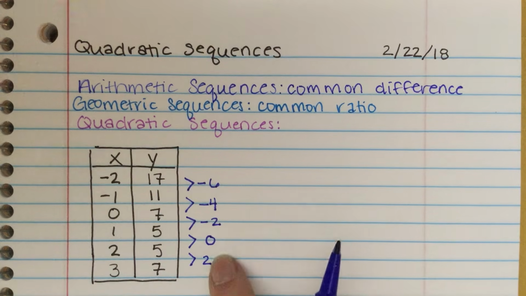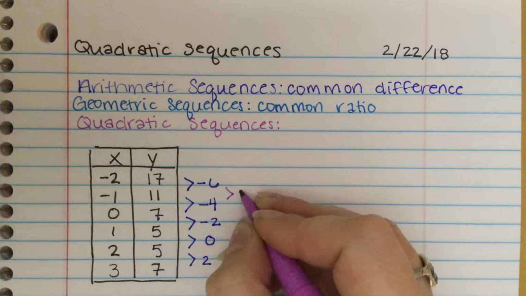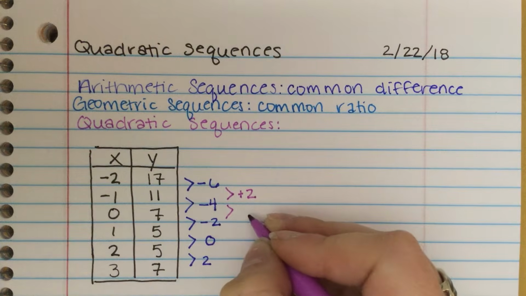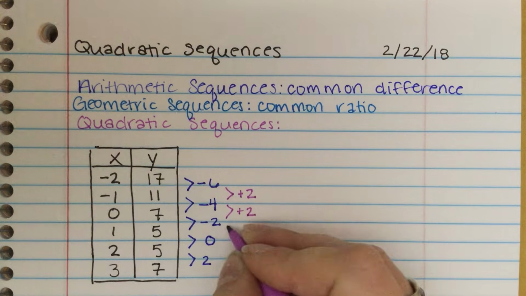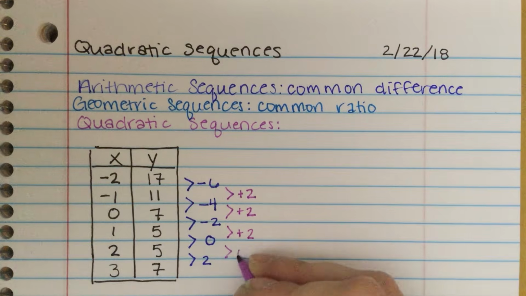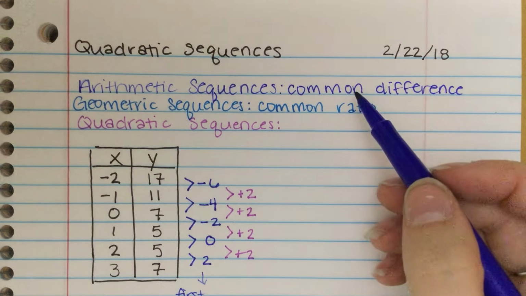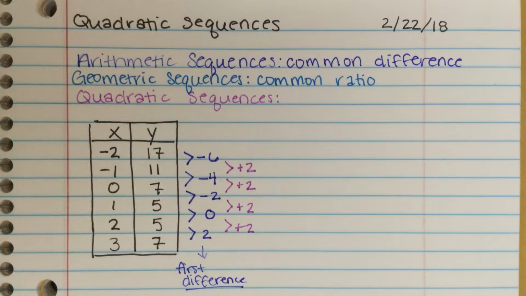However, hopefully you notice that there's a pattern with these numbers. If I were to take the differences one step further, I would notice that between -6 and -4, I'm adding 2. Between -4 and -2, I'm also adding 2. And that same pattern continues. What we can call both of these rows, we can call this the first difference. Now, if those had been the same, we'd be able to say that it was arithmetic. However, because they are not the same, we cannot call it arithmetic.